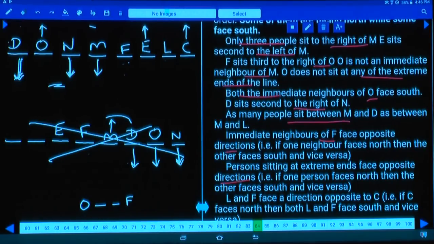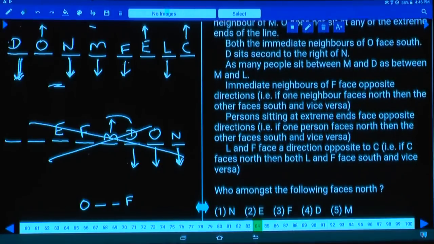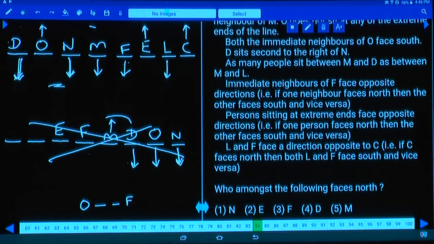Then L and F face a direction opposite to C. L and F face opposite direction to C. As C is facing north, this L and F must face towards south. Clear now? Now this is about these 8 persons who are seated in a row. Some of them are towards north and some of them are towards south. Write down this arrangement.